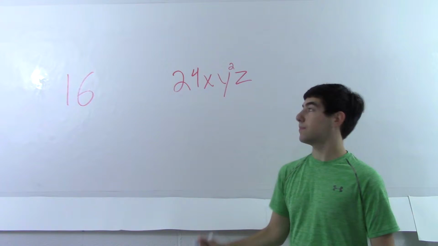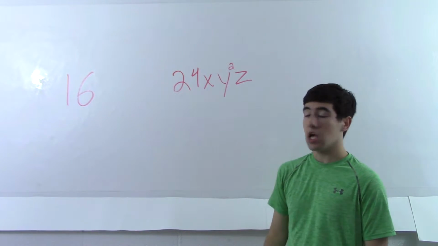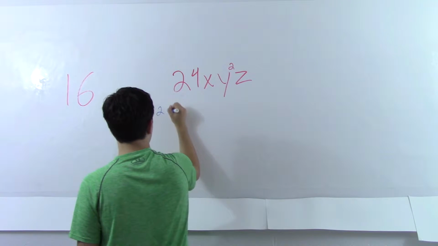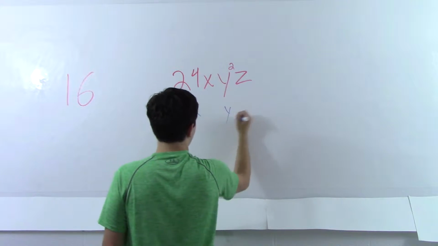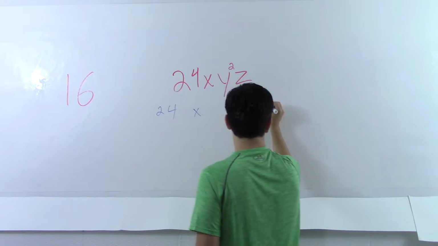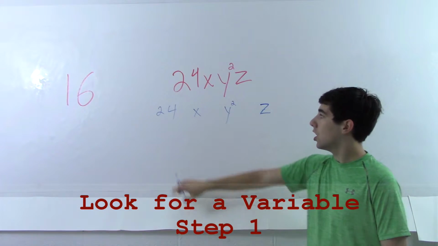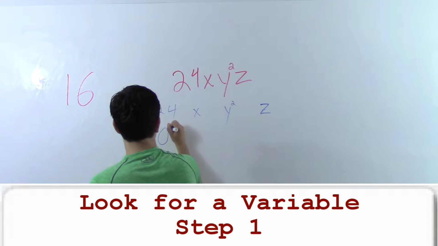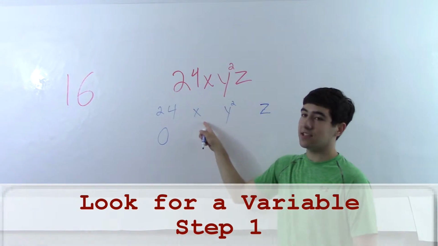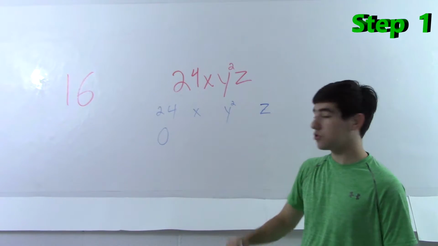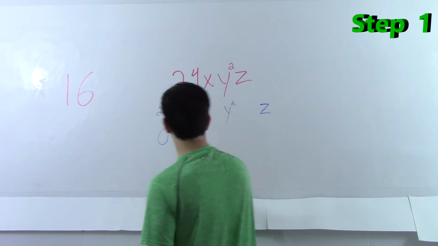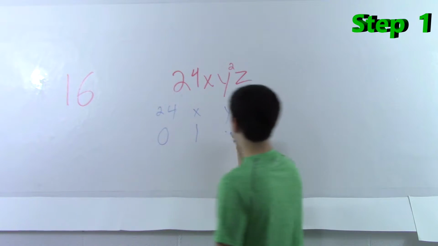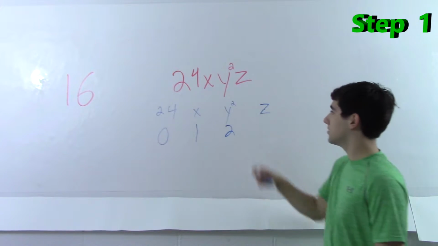Let's look at our first example, 24xy squared z. I'm going to break this whole term down. We have 24, x, y squared, and z. 24 has no variable, so its degree is 0. X is a variable and its exponent is 1, so its degree is 1. Y squared has a degree of 2 as its exponent, and z has an exponent of 1.